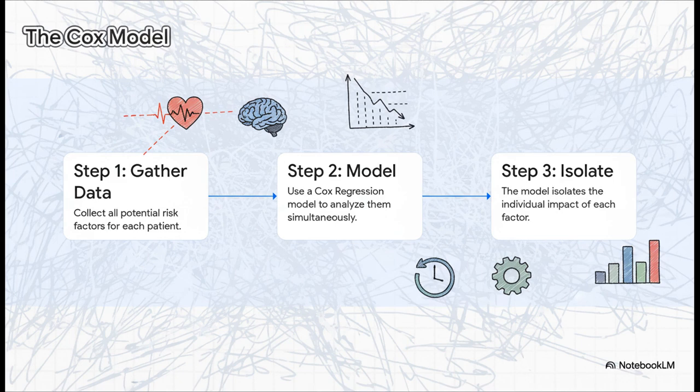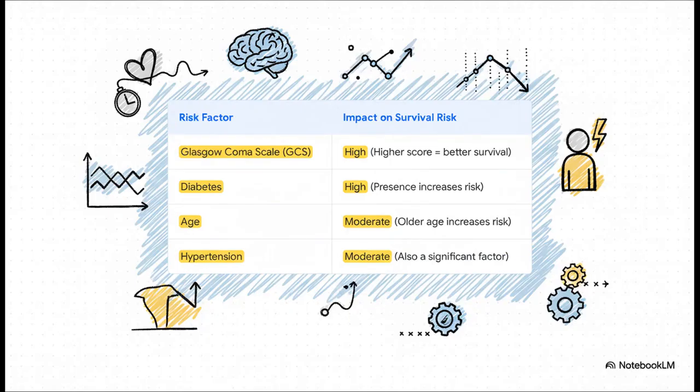The easiest way to think of it is like a statistical control panel for risk. We feed the model all the potential factors at once: age, blood pressure, diabetes, everything. The model can then mathematically isolate each one. It can turn the dial on age while holding everything else steady, just to see exactly how much each factor independently influences survival. And here's what the model spat out.